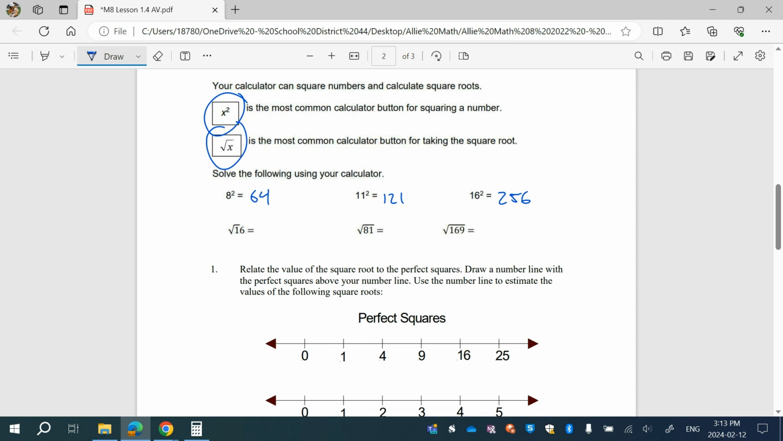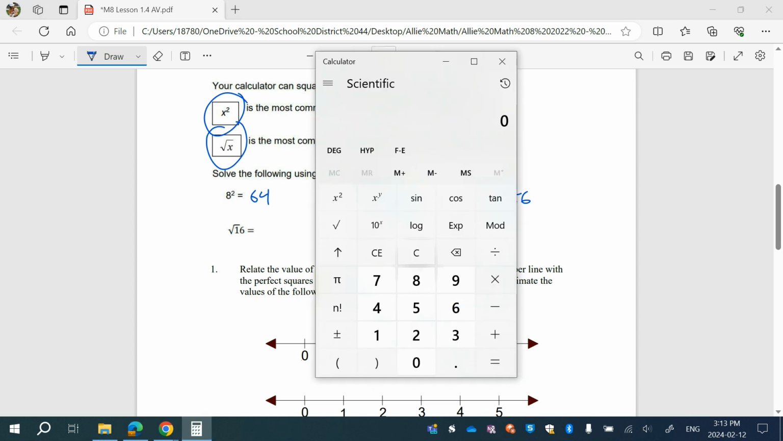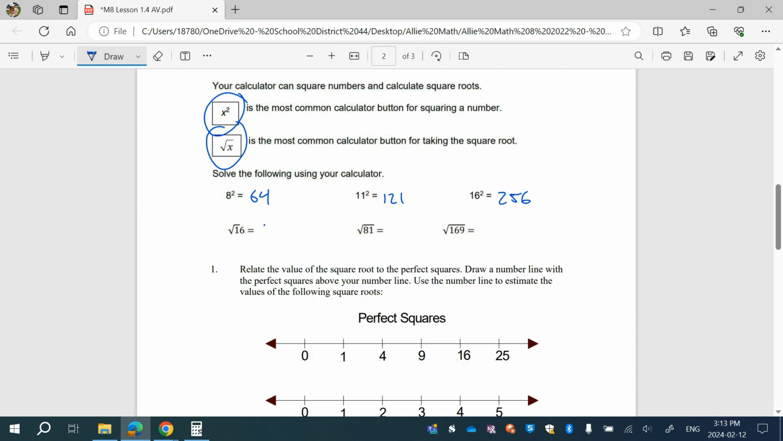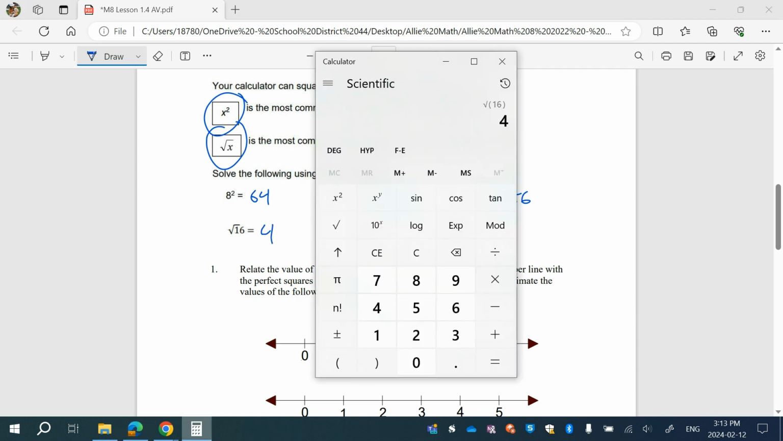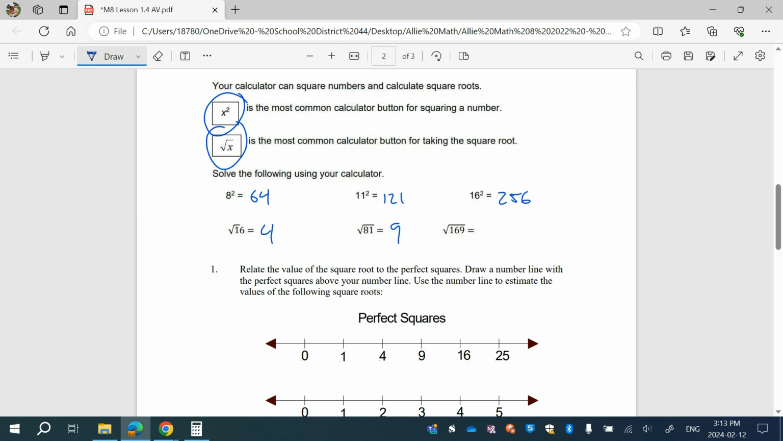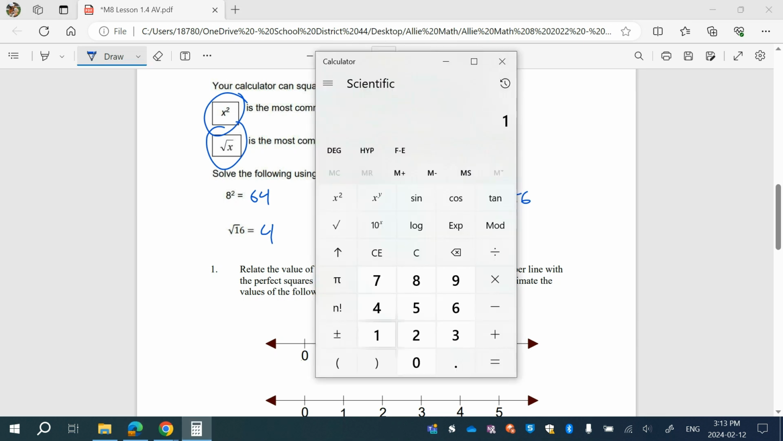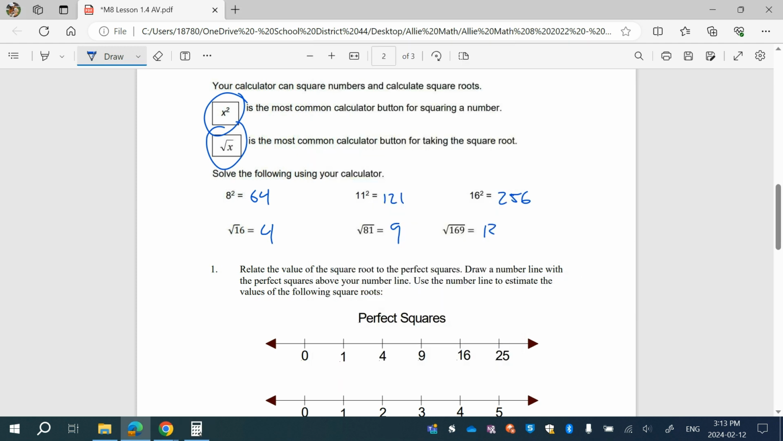And now we're going to do some square roots. Let's do 16, and I'll press that radical button. It's going to be 4. Let's do 81 radical, 9. And last, 169 square root, 13. Okay, just a little bit of practice there.